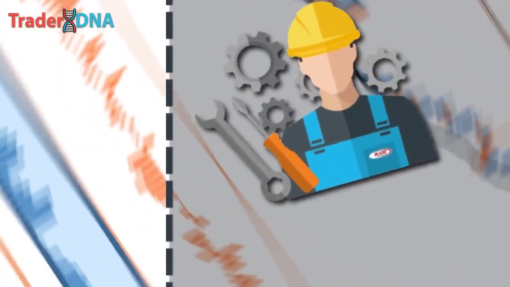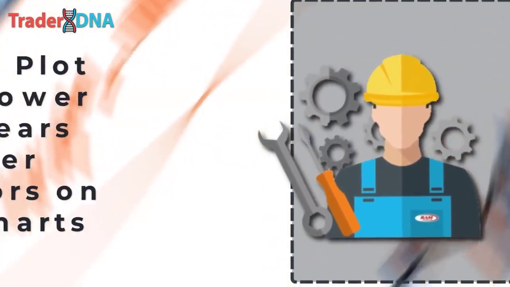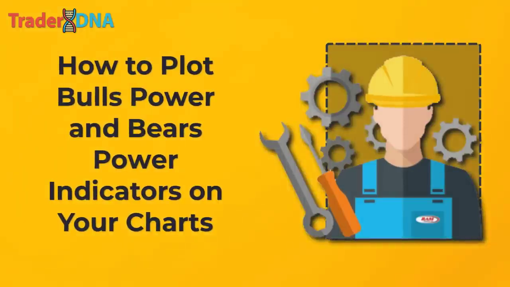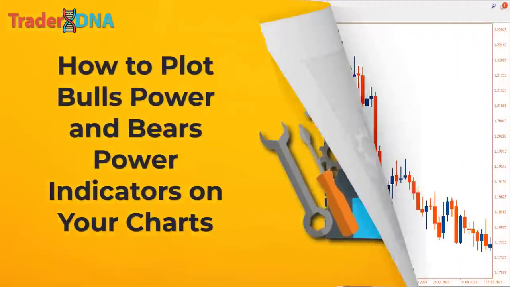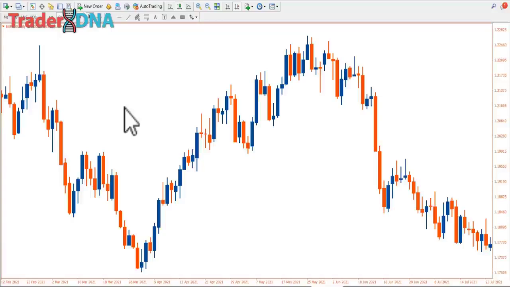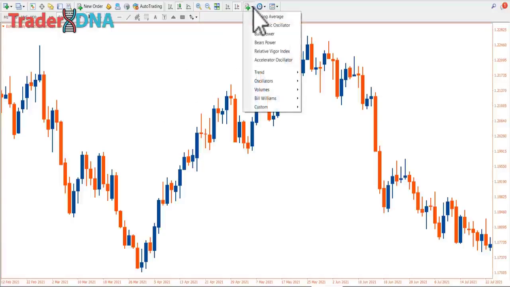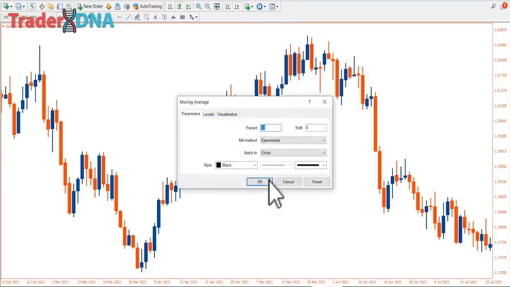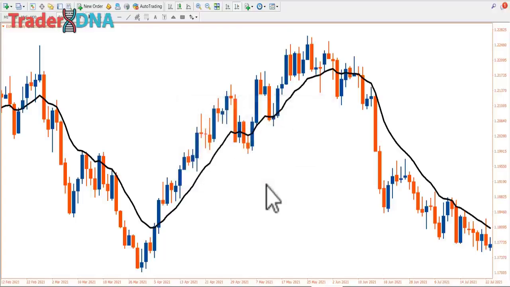How to plot the bull's power and bear's power indicators on your charts. Here are the steps to plot the bull's power indicator and bear's power indicator on your MT4 Forex charts. First, you need to plot the moving average on your chart, since you need to look at it while planning trades. Click on Insert, then Indicators, then Trend, then Moving Average. In the Method drop-down, click on Exponential. Then set the period to 13. Apply to Close. Choose whatever color you like, and add the EMA to your chart by clicking OK.